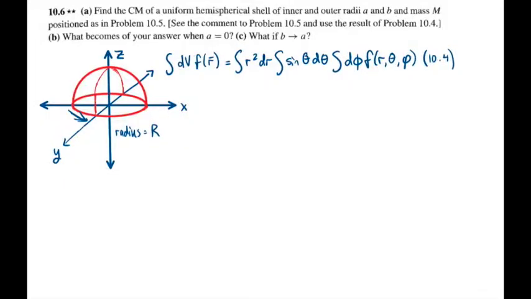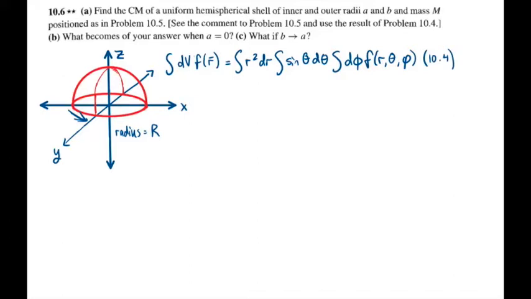In this video, I'll be solving problem 10.6 from Taylor's Classical Mechanics. Part A asks us to find the center of mass of a uniform hemispherical shell of inner and outer radii a and b and mass m positioned as in problem 10.5, which I've drawn below. And it asks us to use the result of problem 10.4, which is written there.